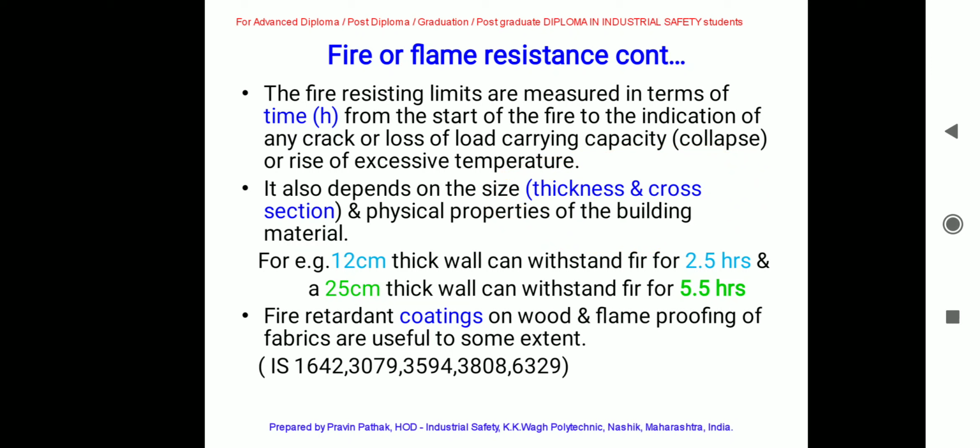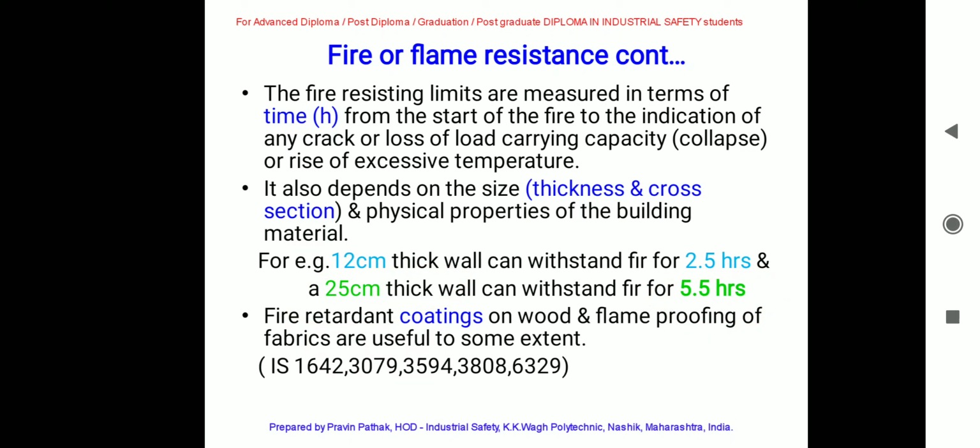So for example, if a 12 centimeter thick wall can withstand fire for 2.5 hours, and a 25 centimeter thick wall can withstand it for 5.5 hours. So in case of fire, this 12 centimeter thick wall can withstand only for 2.5 hours, but when a 25 centimeter thick wall is there, then that can withstand 5.5 hours, near about double the time.